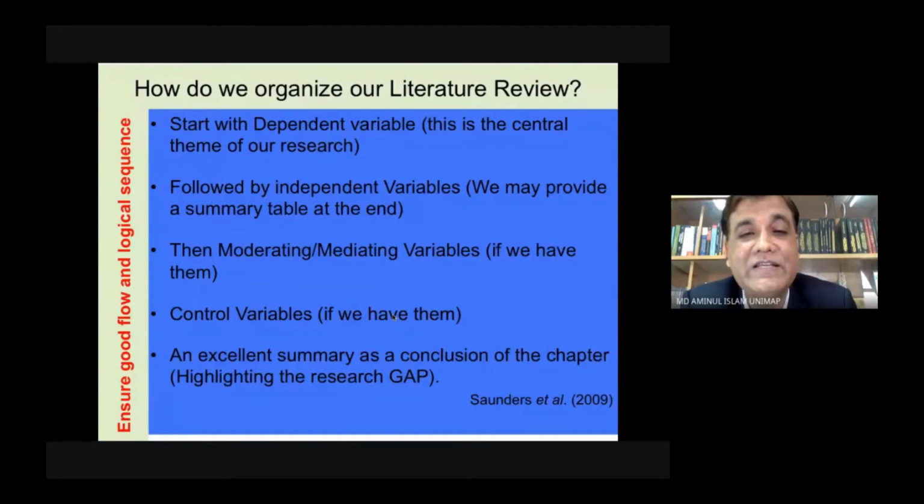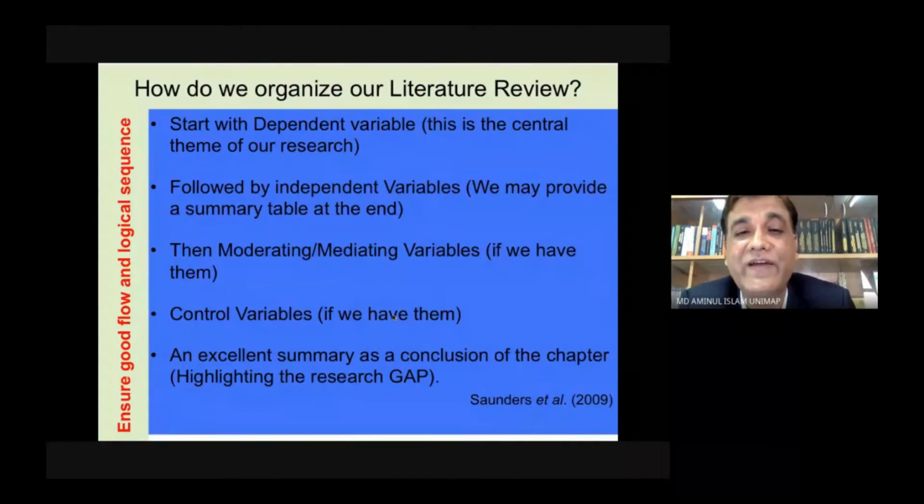Remember, if you are doing a study on, say for example, factors affecting job satisfaction, your study is about job satisfaction, right? The factors could be compensation package, leadership style, or employee-employee relationship. Those are symptoms. Those are factors. Those are not your central theme. The central theme is job satisfaction. You are trying to find out what satisfies people and what dissatisfies people. Okay, so the dependent variable is your research problem, and you should start with that in your literature review.